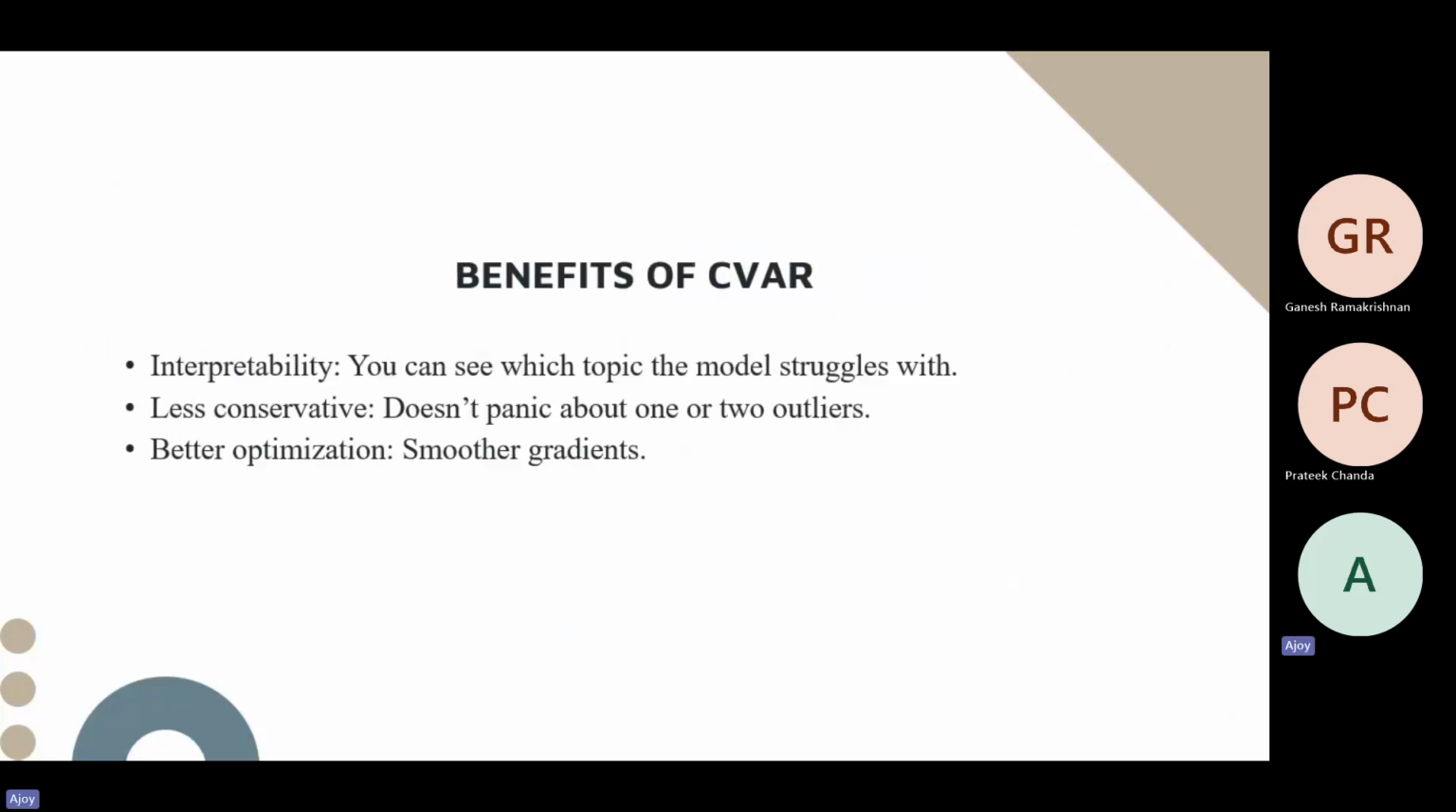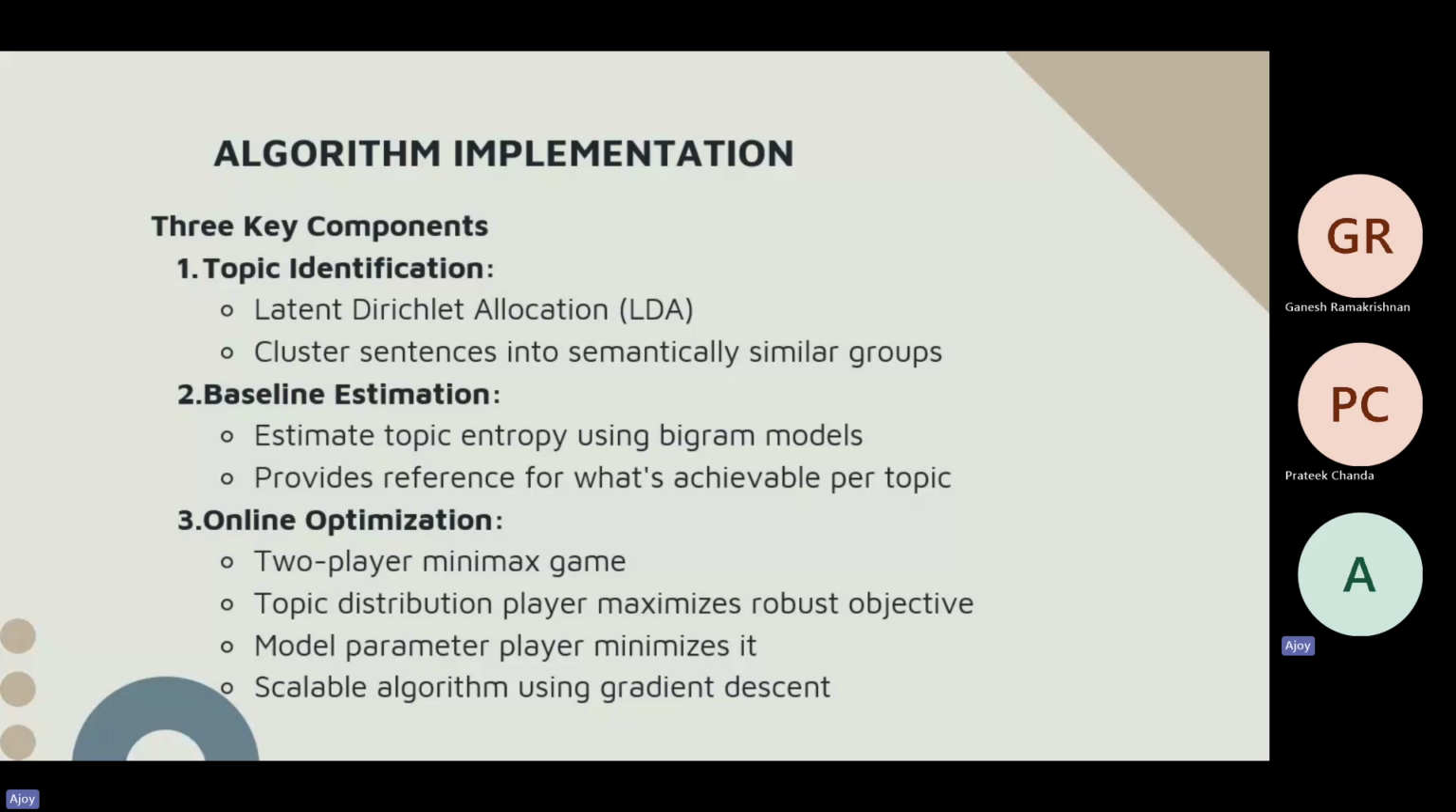Next. So the benefits of this are we are also able to see which model or which specific topic in the model is struggling the most, and it doesn't matter if a few of those sentences aren't correct over here, and then we are optimizing it better as well. Next. So it's done in 3 steps: the LDA topic identification, then the baseline estimation, and then they use an online optimization to get the final weights, because it's a min-max game that's being played now. It's not just a simple minimizing thing. So in the online optimization, they alternately run between the two, minimizing and maximizing, and keep iterating it each time.